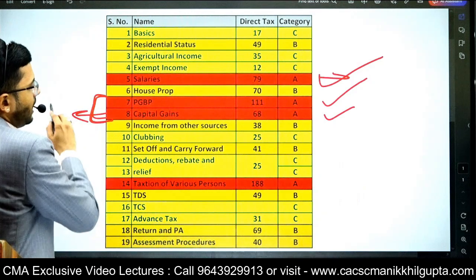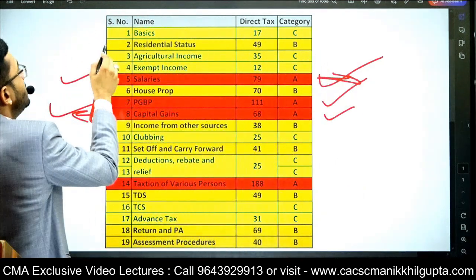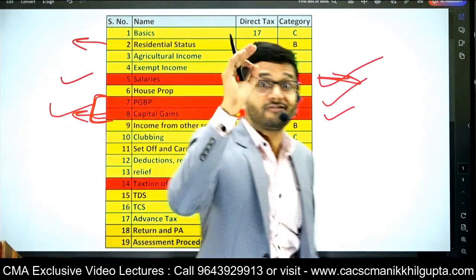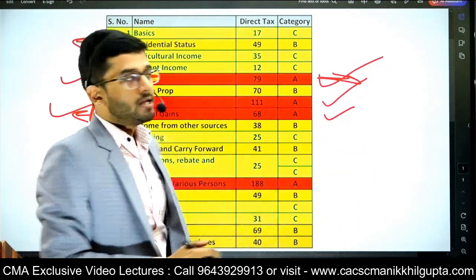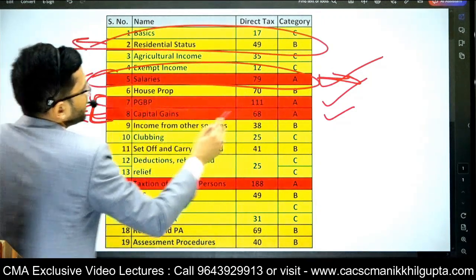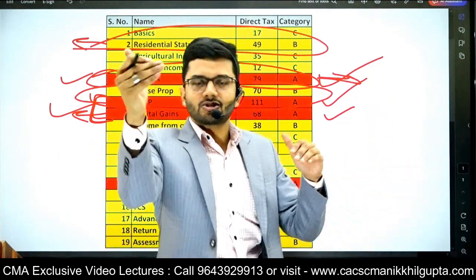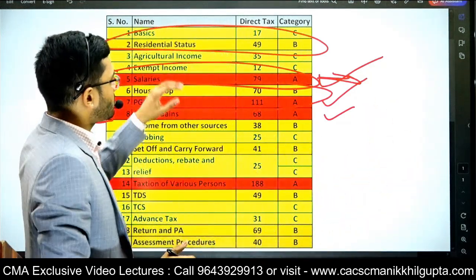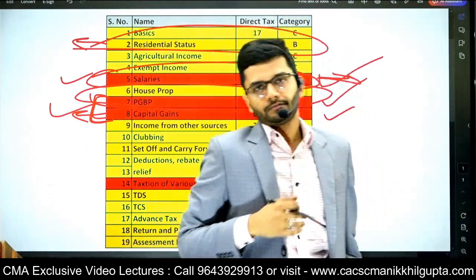But PGBP and capital gains are both A category chapters. Salaries is very, very important, non-negotiable. Residential status is one chapter which definitely comes in your examination, even if it is coming for low marks. So I would recommend that residential status, salaries, PGBP and house property, these four chapters should be non-negotiable. Residential status and house property are easy, and a question from them does come in the examination for sure.